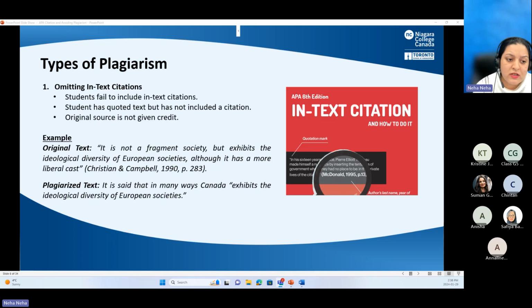Here the original text says, it is not a fragment society, but exhibits the ideological diversity of European societies, although it has a more liberal cast. You can see here they have mentioned the writer, the year, and the page number as well. So how does it become a plagiarized text? If you write like this: it is said that in many ways Canada exhibits the ideological diversity of European societies. Here you can see that the author didn't give credit to the original source, so this is an example of plagiarism through omitting in-text citation.